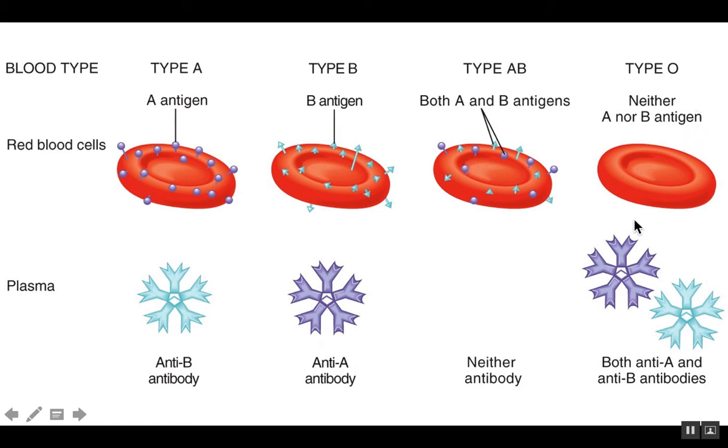Type O has neither antigen, so it produces both anti-A and anti-B, because A and B antigen would act foreign inside this person who has type O blood.